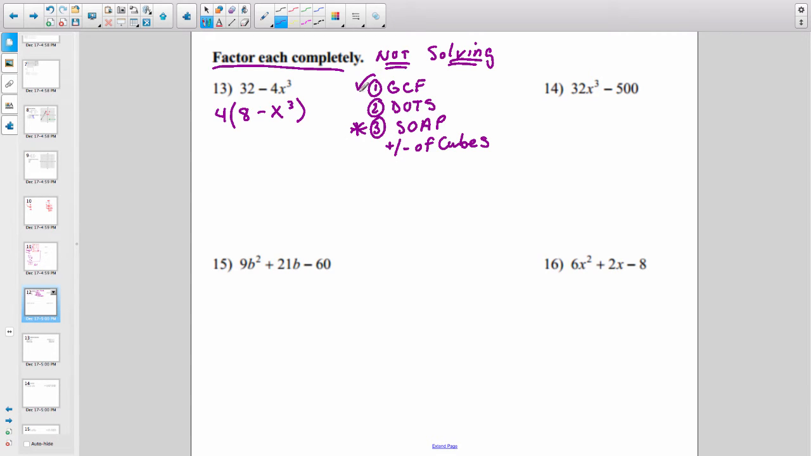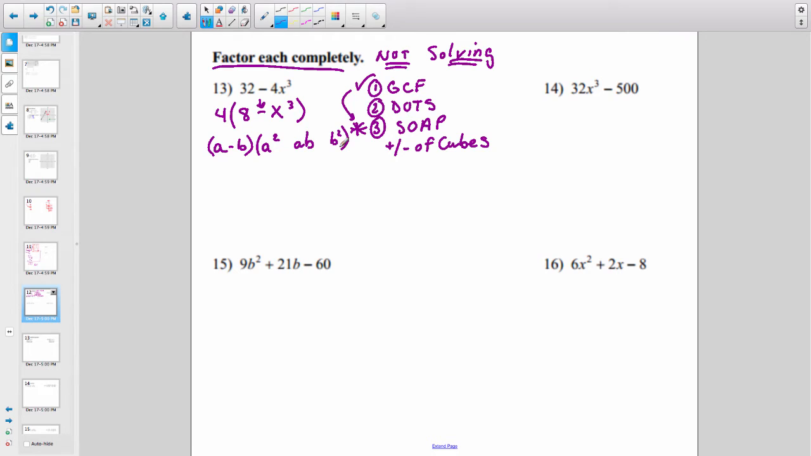So we did GCF, and that led us to some cubes. So how do you factor cubes? SOAP stands for same, opposite, always positive. And we're going to use this formula. And the formula looks like this. Same, I have a subtraction, so it'll be A minus B multiplied by always the first one squared, always the second and the first put together like a sandwich, and then always the last one squared.